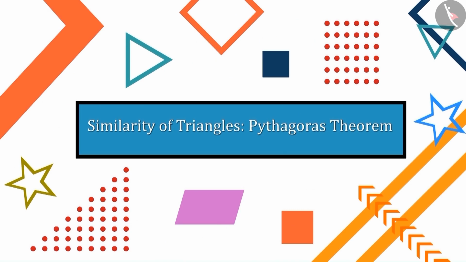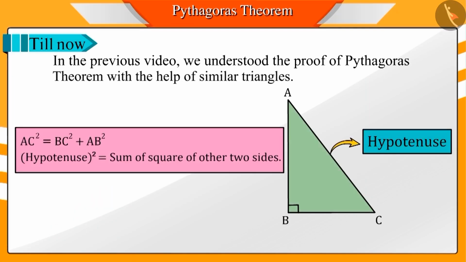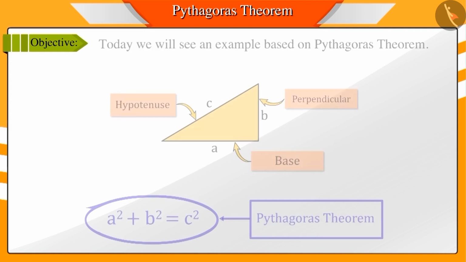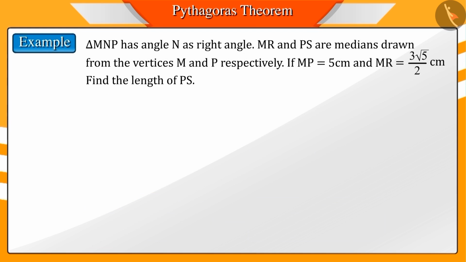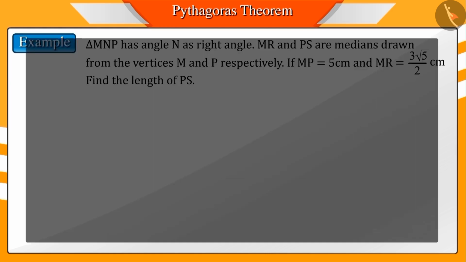Welcome to yet another video. In the previous video, we understood the proof of Pythagoras theorem with the help of similar triangles. Today, we will see an example based on this. Angle N is a right angle in the right-angled triangle MNP, in which MR and PS are medians drawn from the vertices M and P respectively. If MP is equal to 5 centimeters and MR is equal to 3 root 5 by 2 centimeters, then find the length of PS.